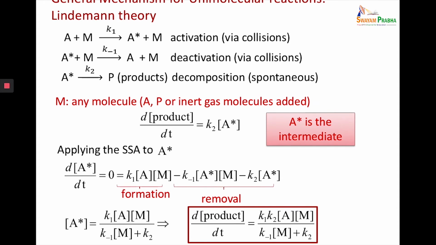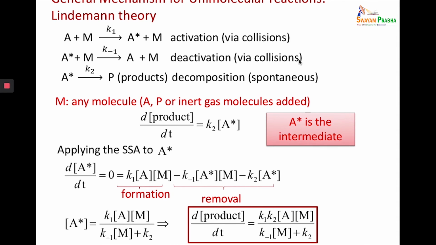This A star can collide with M, which may be the same molecule. A can combine with A, or it can combine with another molecule M. So I'm emphasizing that this M need not be A, it can be some other species also. So this is what Lindemann said.